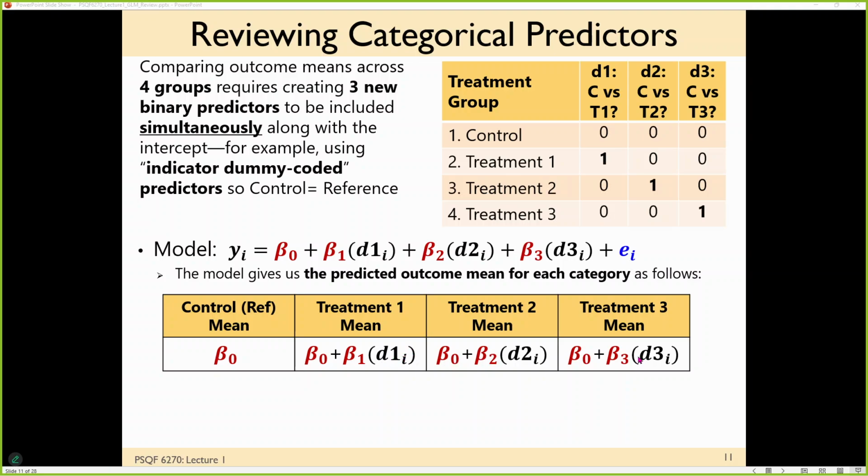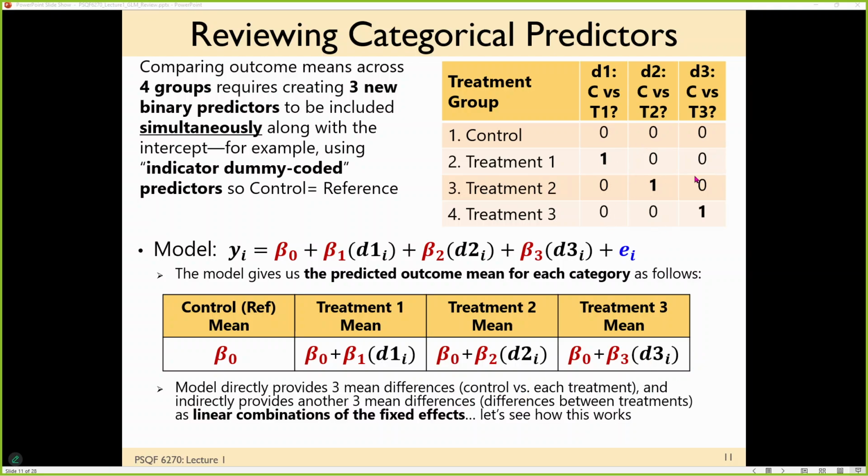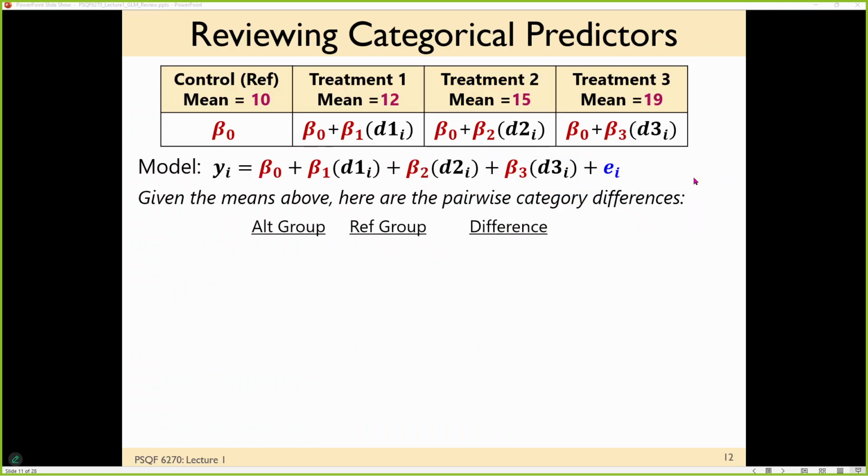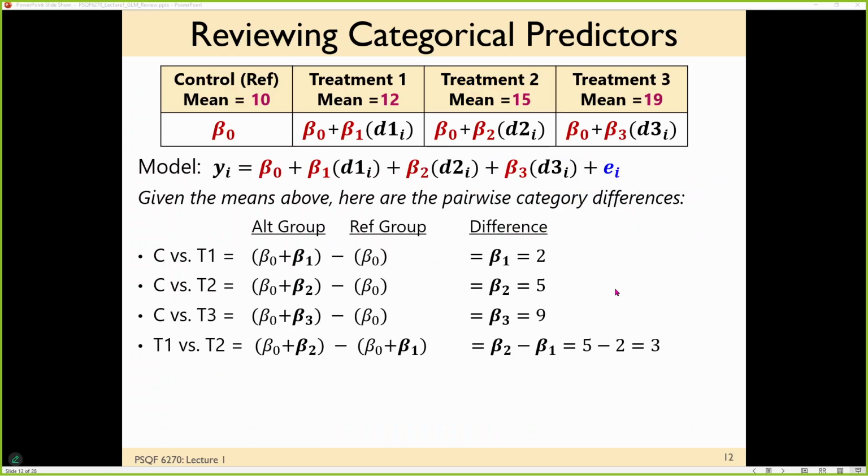Same thing with those. So the model's going to tell us how each alternative group differs from the reference, but we might want to know about differences among the treatment groups too. We can do that. The trick is that we have to recognize how the model builds a mean and then work backwards to figure out how that must imply a mean difference. So in this case, it works out that if I want to know treatment 1 versus treatment 2, I'm considering treatment 1 the reference of the comparison, so that's what gets subtracted as the reference point. The beta zeros drop out, and I'm left with beta 2 minus beta 1.